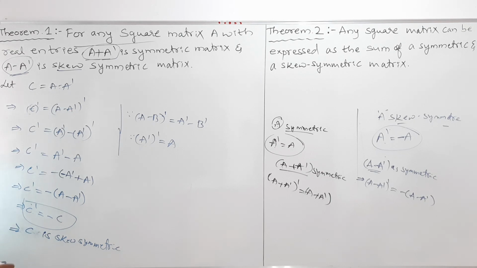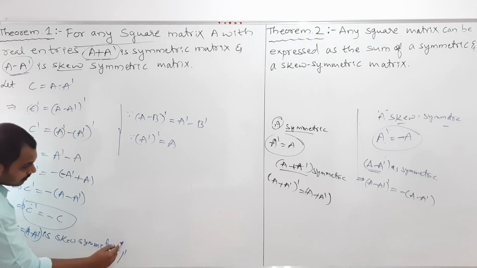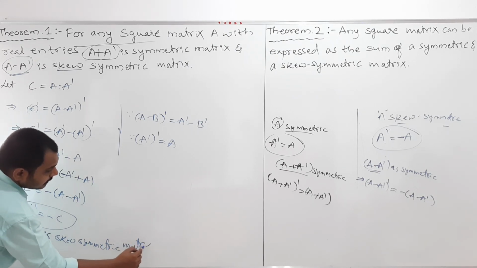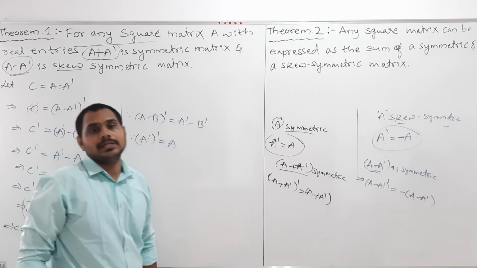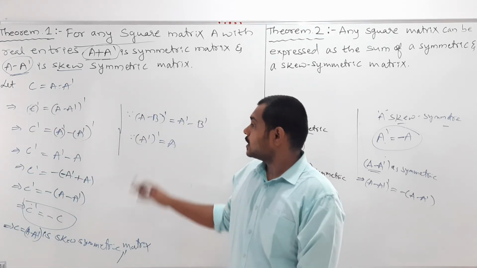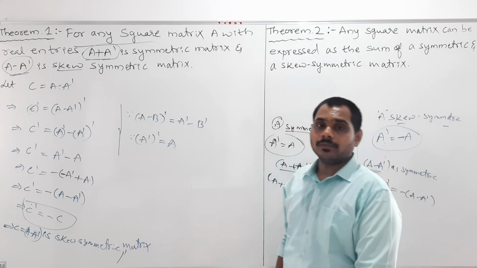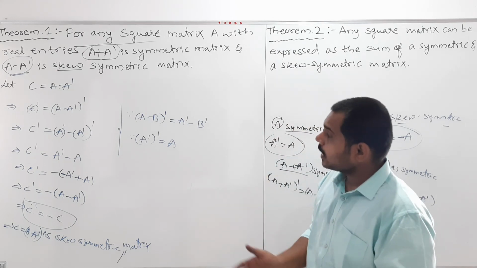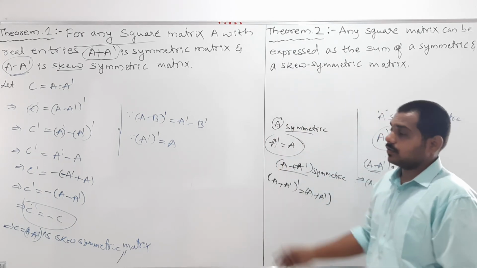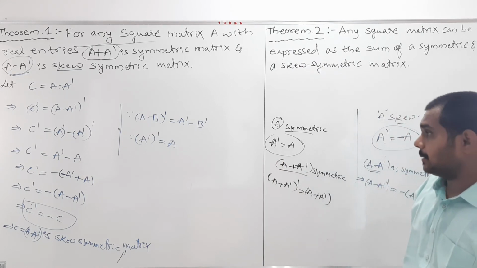So my dear students, what is meant by C then? C is nothing but A minus A dash. And my aim is to show that A minus A dash is a skew symmetric matrix. So therefore A minus A dash is a skew symmetric matrix. So like this you can prove, my dear students. I hope you understood. Still, if you have any doubts, you can pause the video so that I can explain where you have confusions.